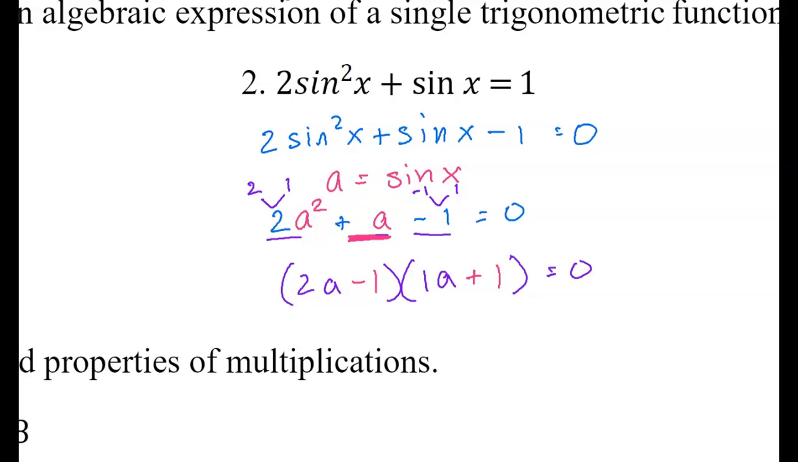But of course, the last step, a was not what was originally in our original equation, right? We need to go back and replace a with sine of x. So this becomes 2 sine of x minus 1 times sine of x plus 1. And I'm done.